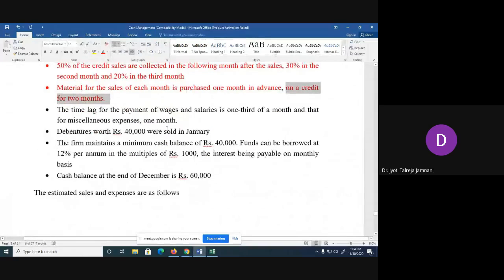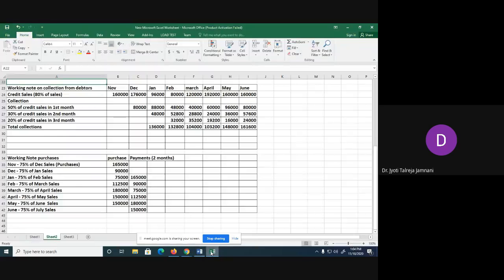Now we'll go to the next part. The time lag for the payment of wages and salaries is 1/3 of a month, and that for miscellaneous expenses is 1 month. So now instead of telling you half or quarter, they have given you 1/3. So we'll find out how that 1/3 will actually work. So I'll write here wages and salaries.